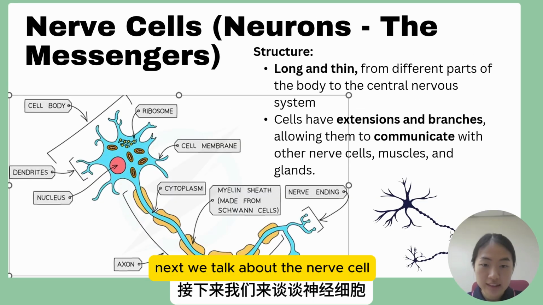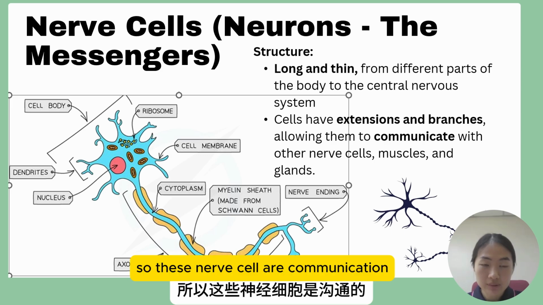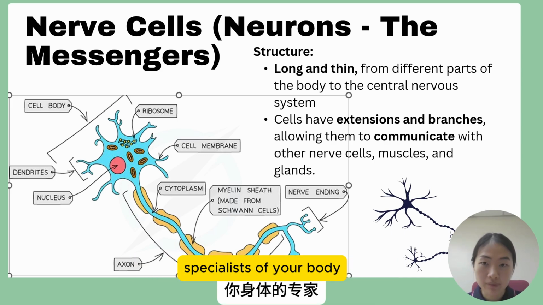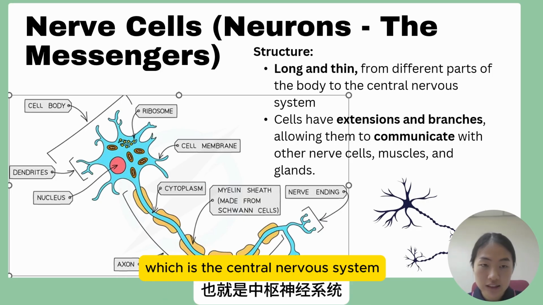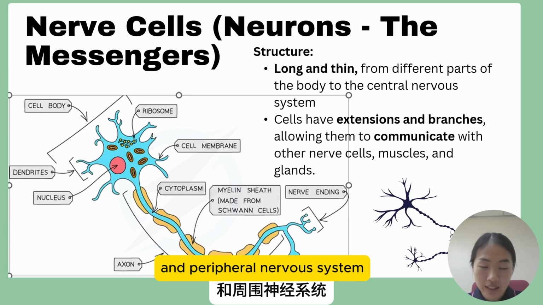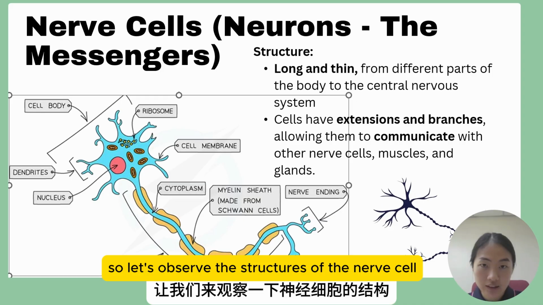Next, we talk about the nerve cell, which is also called the neuron, the messenger in our body. These nerve cells are the communication specialists of your body. They help to form our nervous system, which is the central nervous system and peripheral nervous system. So let's observe the structure of the nerve cell.